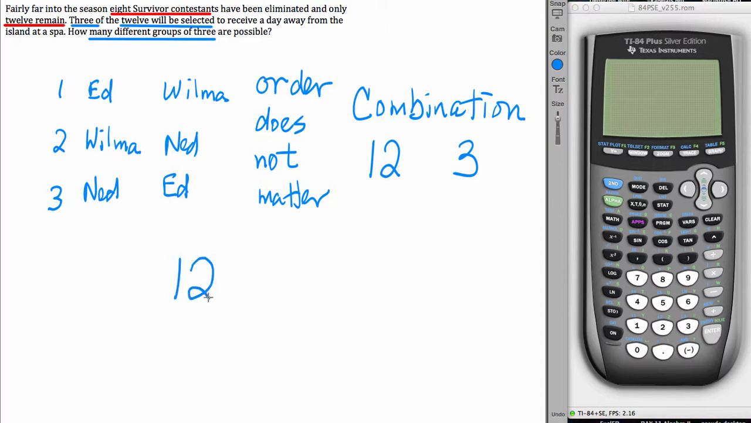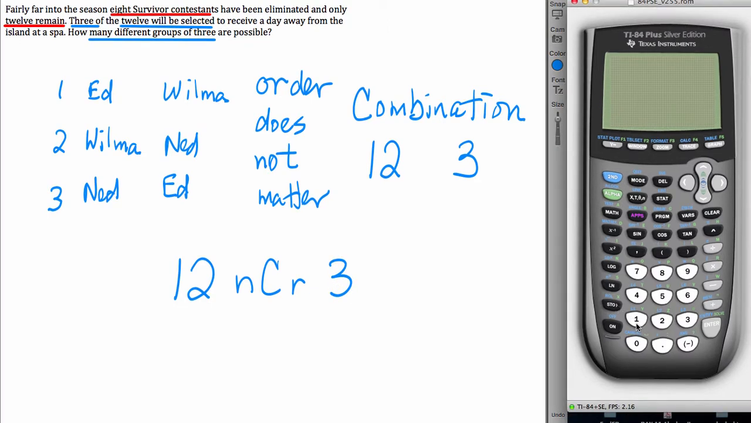It's going to look something like this when you type it in: 12 nCr 3. First thing you need to do is type in the number that you're choosing from. So here we're choosing 3 remaining survivors from 12. So 12. Then underneath the math menu, underneath the PRB or probability submenu, you see that the third entry down is nCr, and then all you need to do to complete is type in how many are to be chosen. Press enter and you've got your answer.